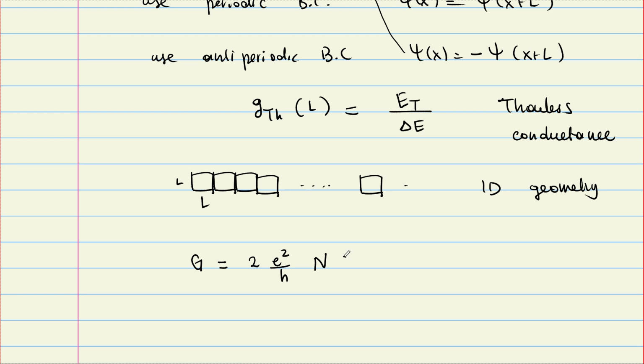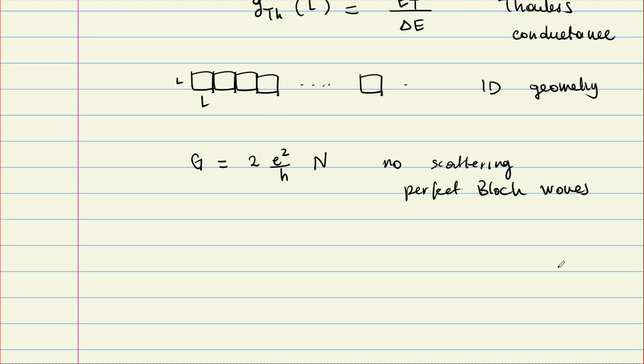And if you remember, we had something like T, for impurities, but in this case T is equal to 1 because this is a perfectly periodic 1D sample, no scattering, there are perfect Bloch waves. And the number of channels at a given energy, N, is going to be your level broadening, E Thouless, divided by delta E at the given Fermi energy.